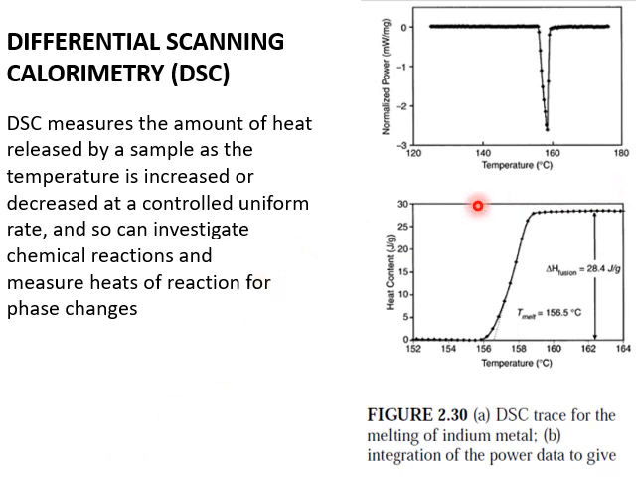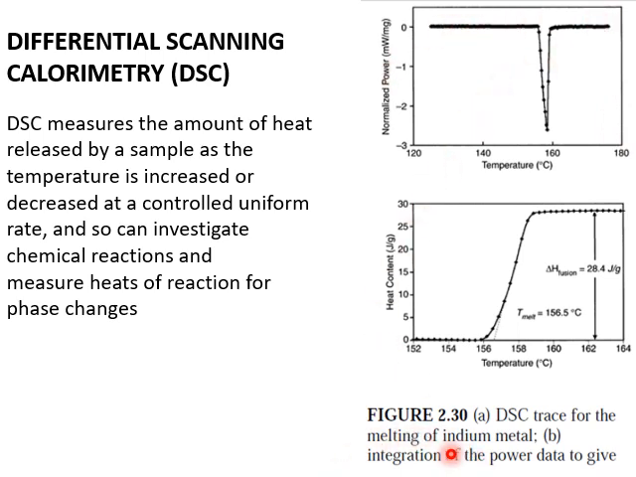Here is the diagram of DSC. On the x-axis is temperature, and on the y-axis is normalized power. The first diagram, A, is the DSC trace for the melting of indium metal. Here the downward melting peak shows that the melting point of indium is near 160 degrees centigrade, and decomposition will not take place up to 180 degrees centigrade, with no weight loss.